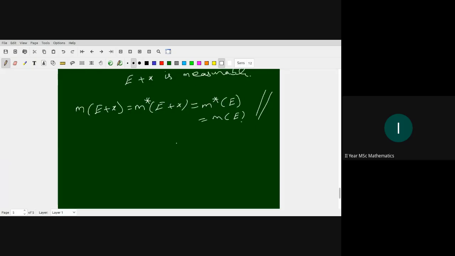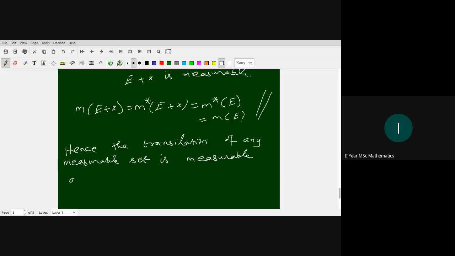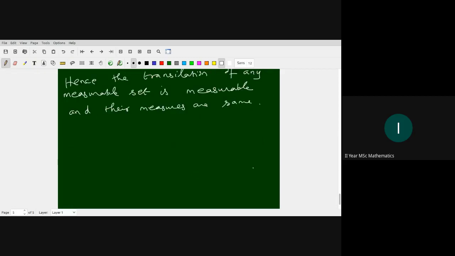So the statement is the following. Hence, the translation of any measurable set is measurable, and both sets have the same measure.